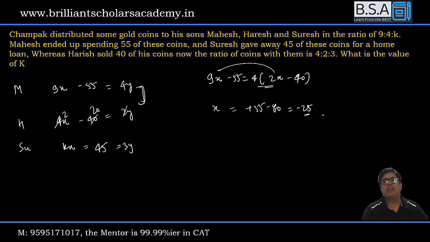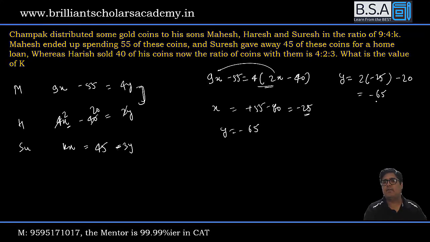So what do we have here for y? If I want the value of y, I'll put it here. That is 2 into minus 25 minus 20 that is equal to y. तो ये हो गया माइनस 65। Don't worry, जो आ रहा है यूज करते जाओ। y is equal to minus 65.